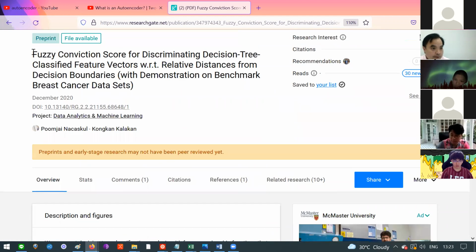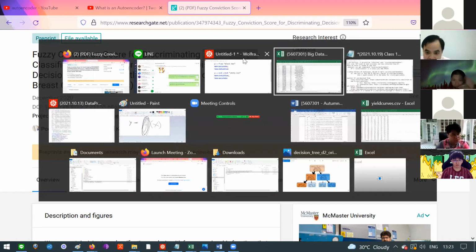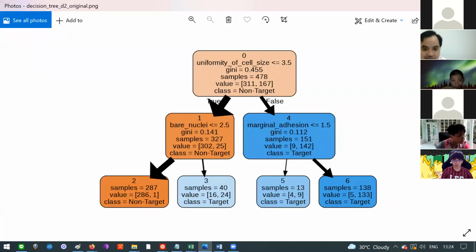Now the whole paper is about creating what's called a fuzzy conviction score. This is an enhancement on decision tree. You can read the paper if you like, but the thrust of the paper is to enhance the performance of decision tree. But I want you to have this paper because it contains this picture, and this is basically a garden variety decision tree.